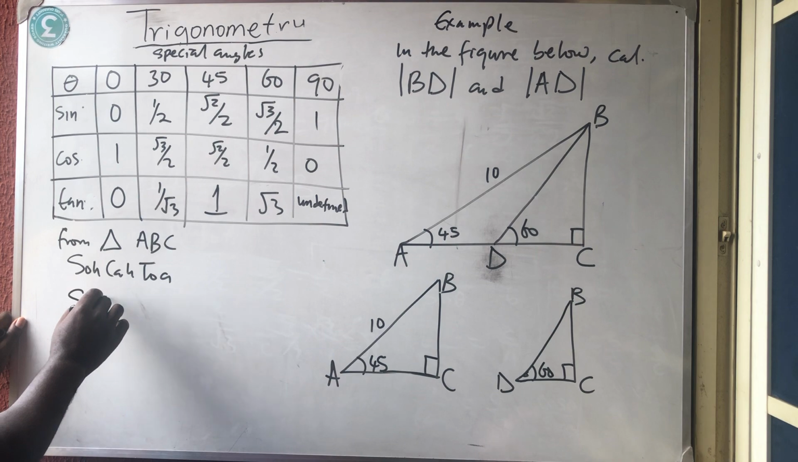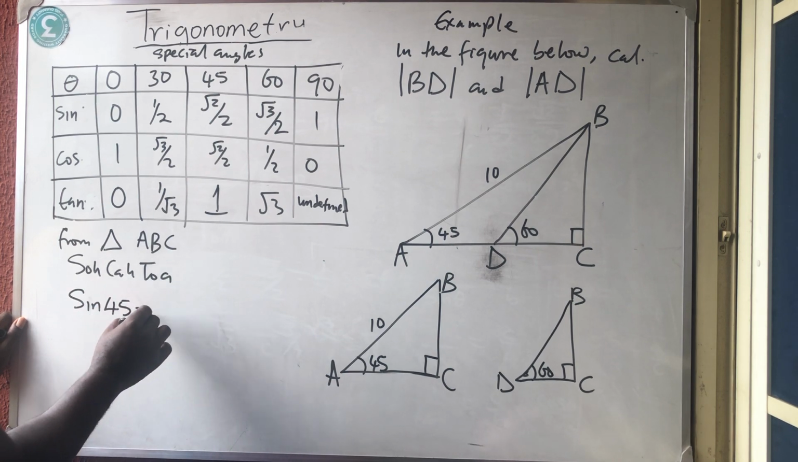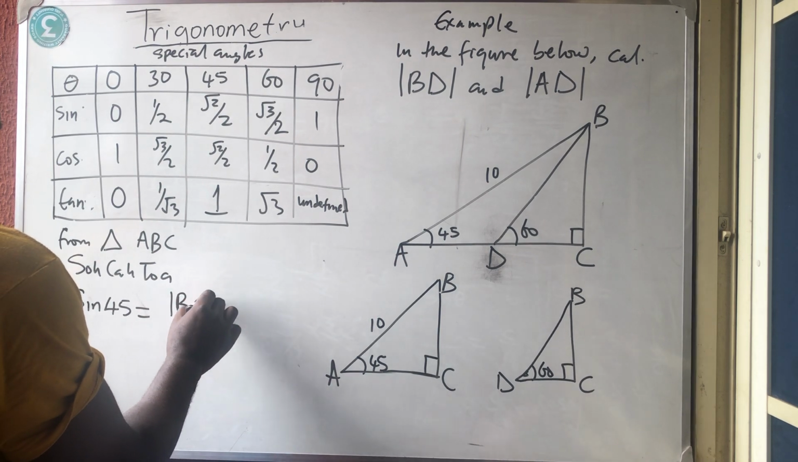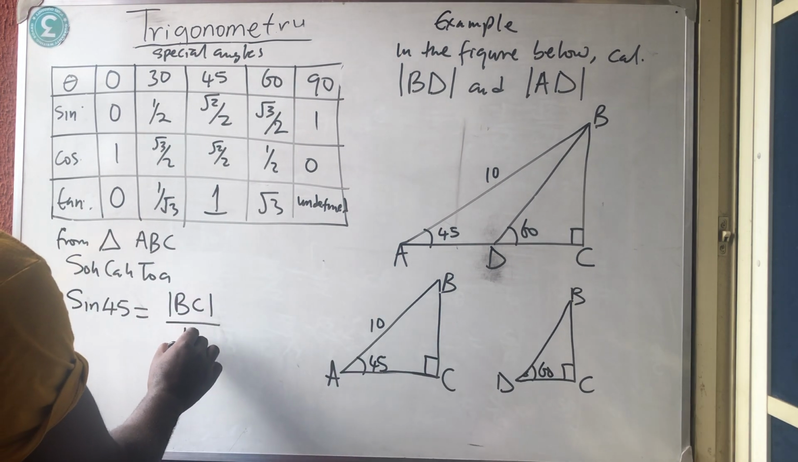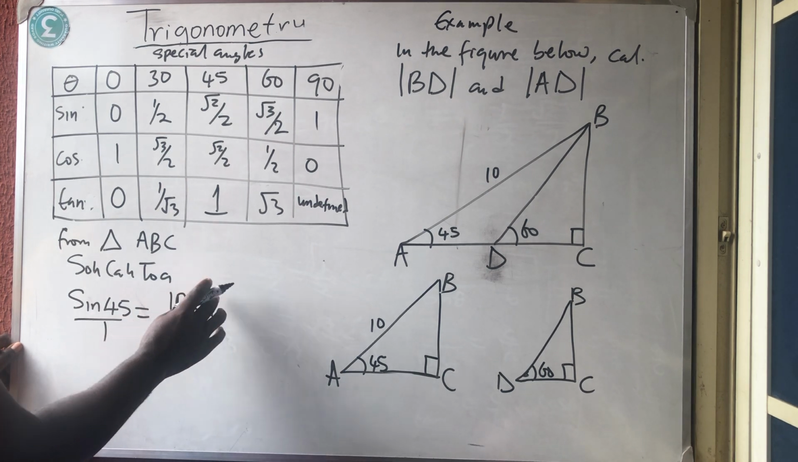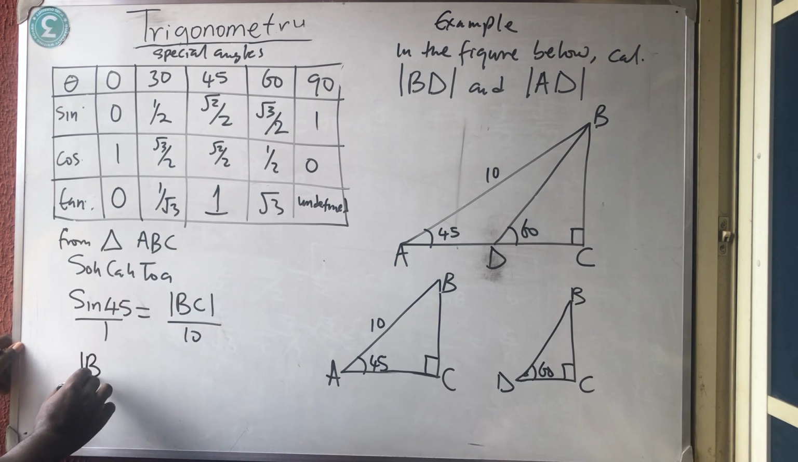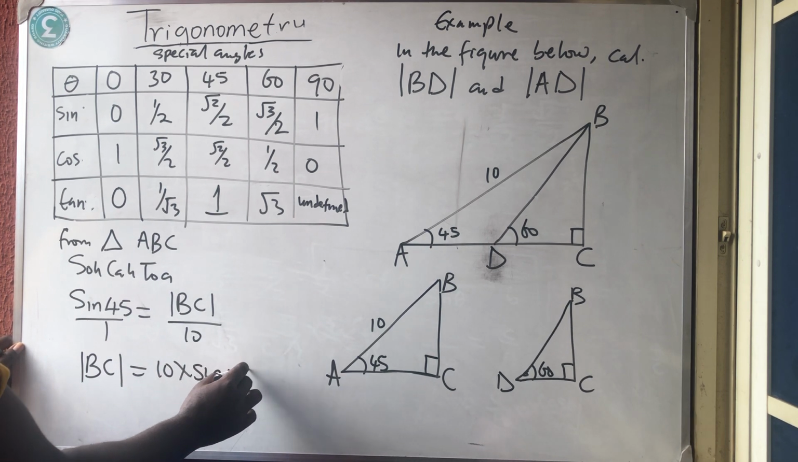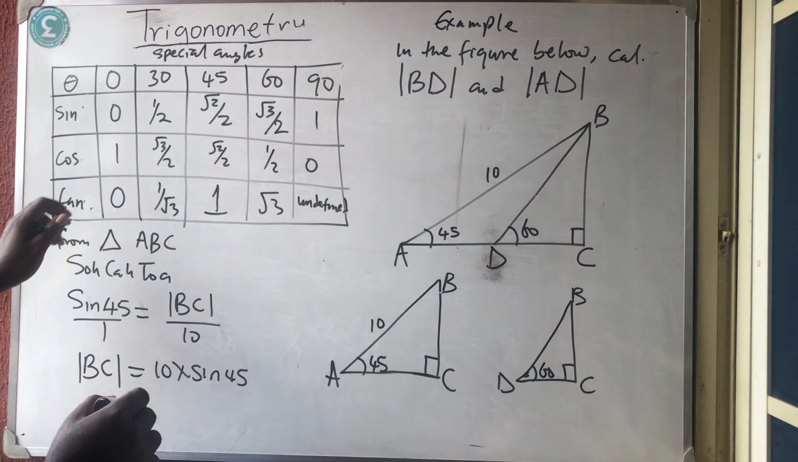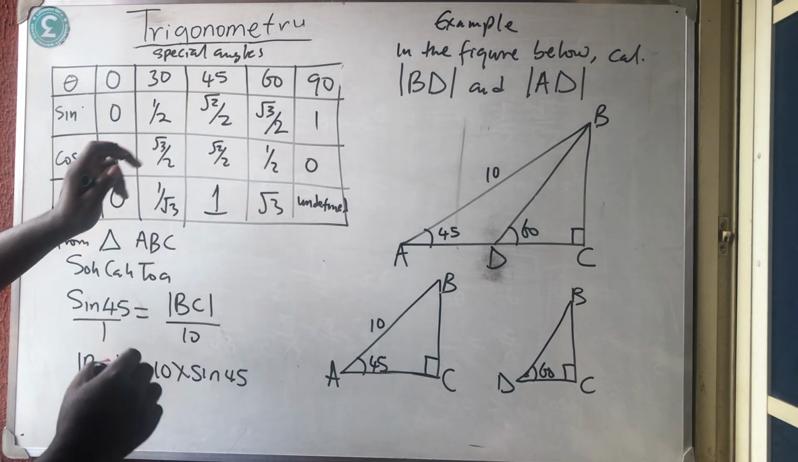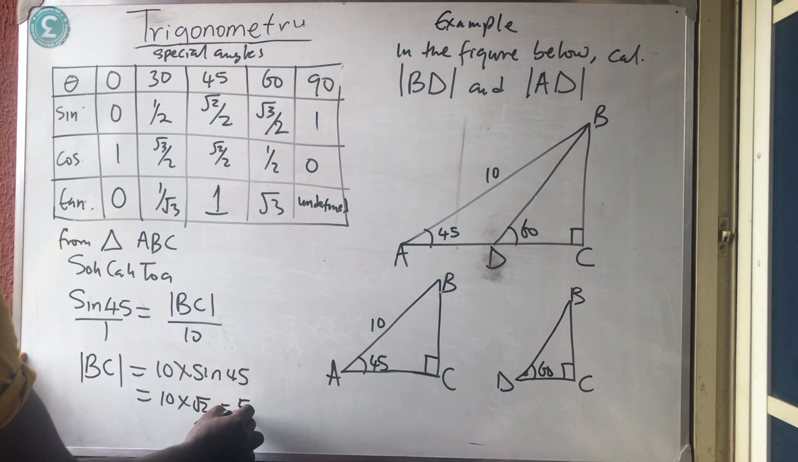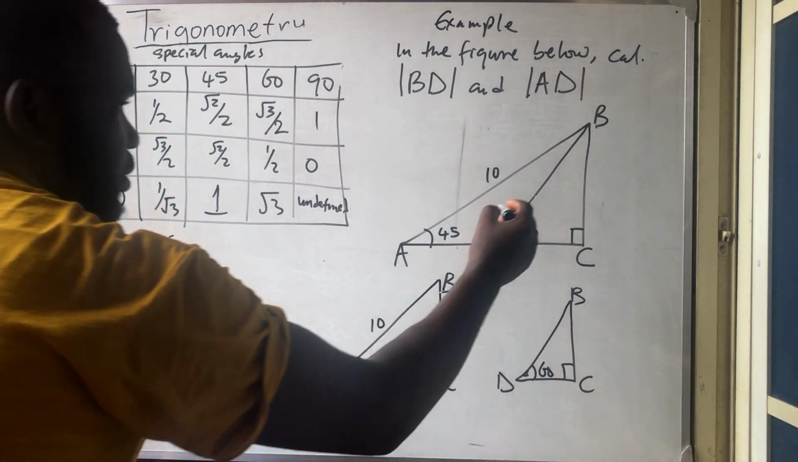So I will say sine 45 is equal to opposite, which is the line I'm looking for, line BC, over hypotenuse, which is 10. So if I cross multiply, BC times 1, I'll have BC is equal to 10 times sine 45. And sine 45 is what? Don't forget, root 2 over 2. So I have 10 times root 2 over 2. 2 cancels this, I'm having 5 root 2.